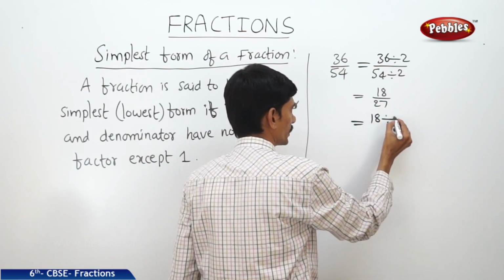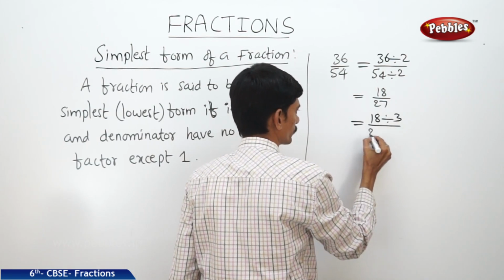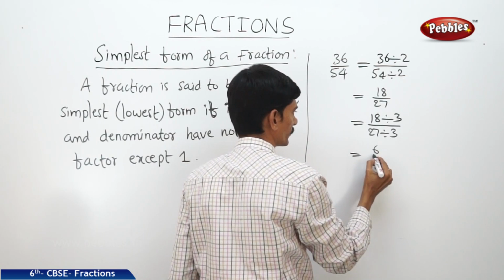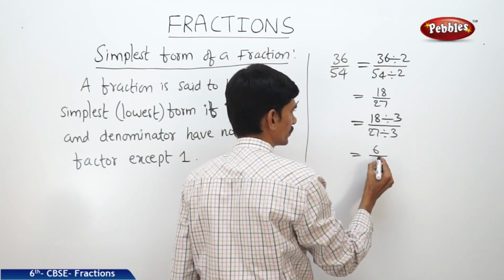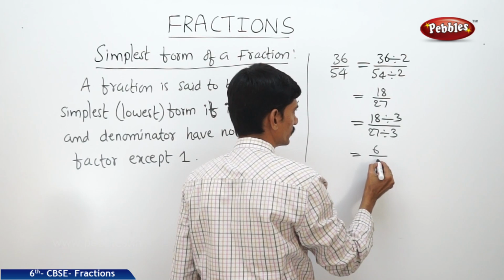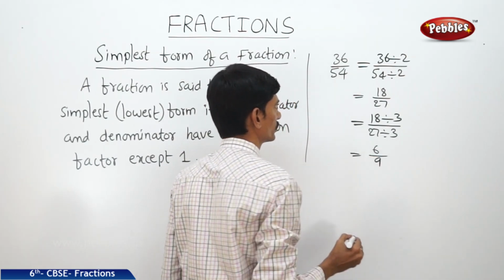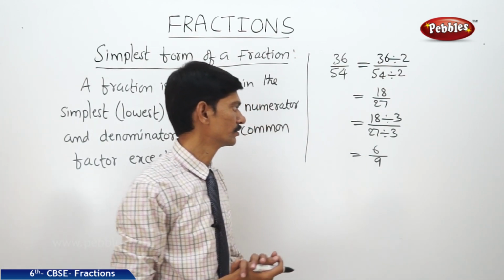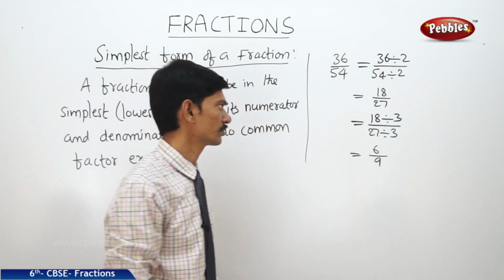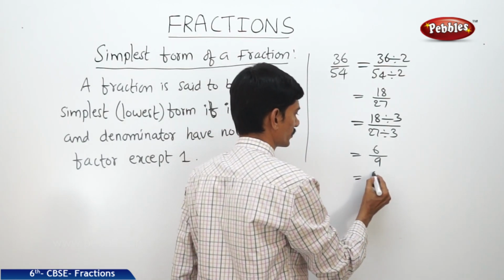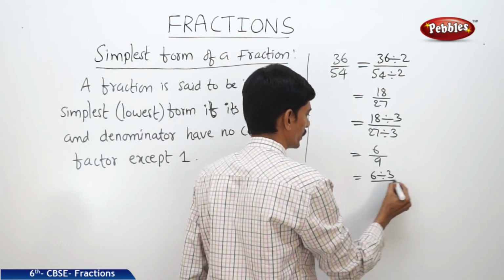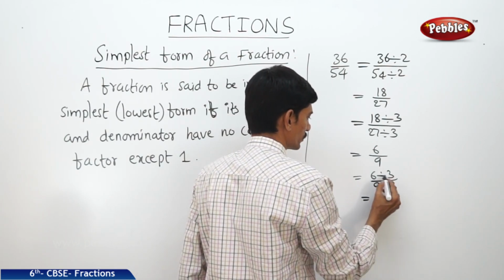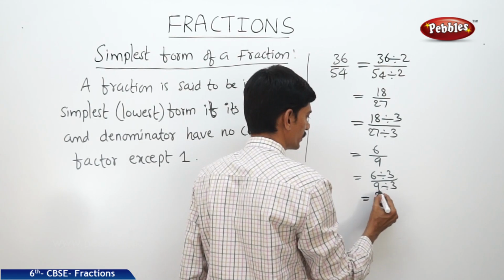So 18 divided by 3 over 27 divided by 3. Then we get 18 by 3 is 6 and 27 by 3 is 9. Now 6 by 9, again they have a common factor 3. So we divide 6 by 3 and 9 by 3, and we get 2 by 3.